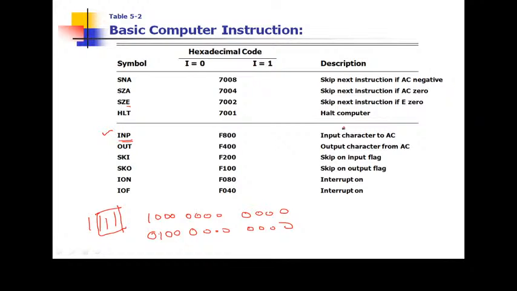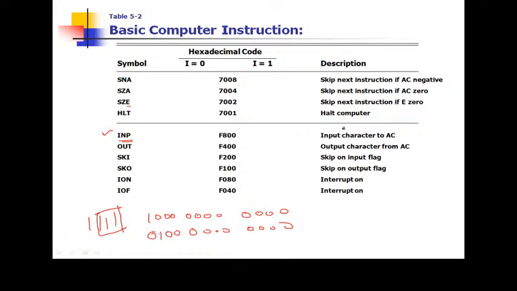Okay. SKI. There are two flags in the computer system. One is the input flag, one more is the output flag. More about these flags, I will teach you in interrupts. But at this stage, you understand that there are two flags, input flag and output flag. Input flag will be raised whenever an input device is trying to communicate with the computer system. Output flag will be raised whenever an output device is trying to communicate with the computer system.